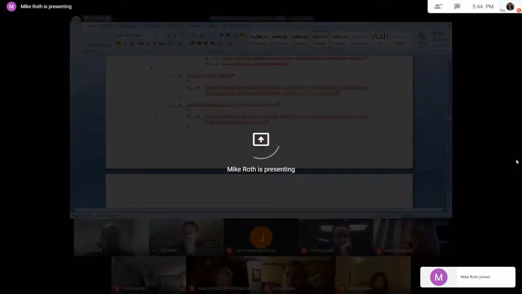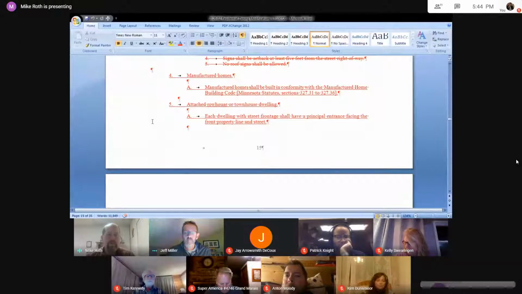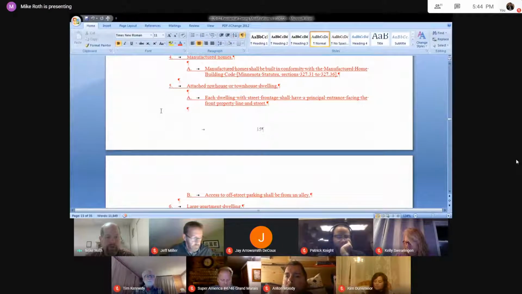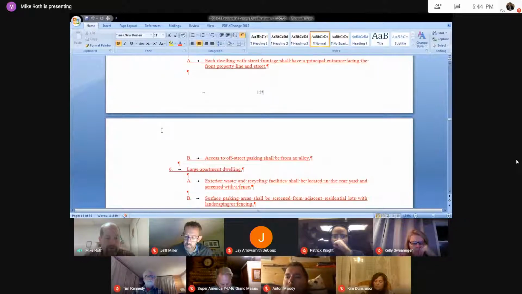Now we get into some of the new uses that we've listed, and there are some use-specific standards for them. So the attached row house or townhouse dwelling. This is a new use, and we do have a couple of specific requirements for it. Each dwelling with street frontage shall have a principal entrance facing the front property line and street. So that's just one way to know that this is indeed a row house, townhouse dwelling. And access to off-street parking shall be from an alley.